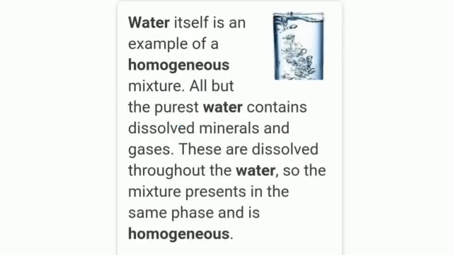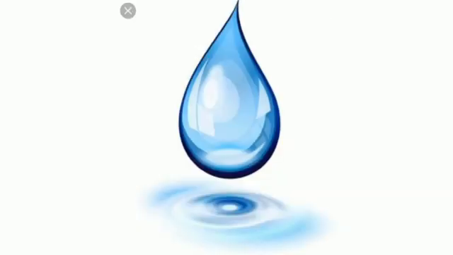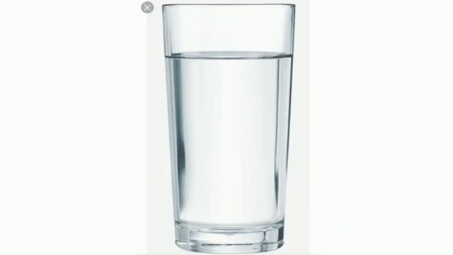Next characteristic is a compound is always homogeneous. That is, all samples of a compound are identical in composition and have the same properties throughout. Now again we have the example of water. The properties of a drop of water are the same as the properties of a glass of water.